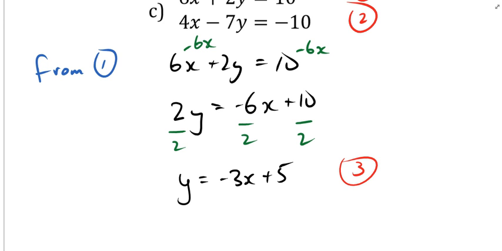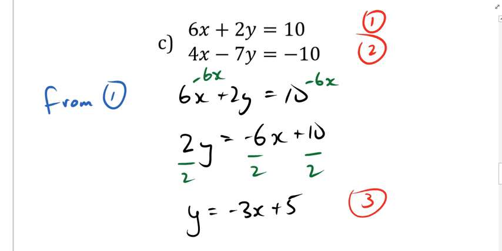And look at how it all worked out, right? 6 divided by 2 is 3. 10 divided by 2 is 5. It all worked out. That's why we picked that one when you look back. If I had tried any of the other variables, it would not have worked out nicely.